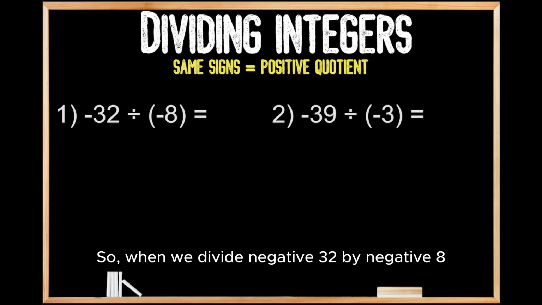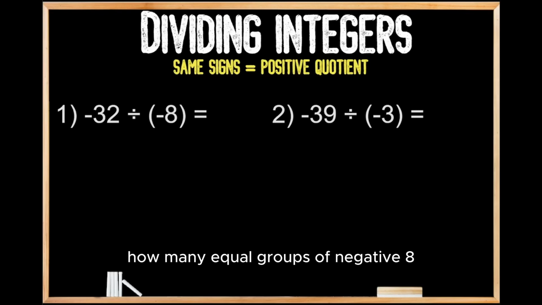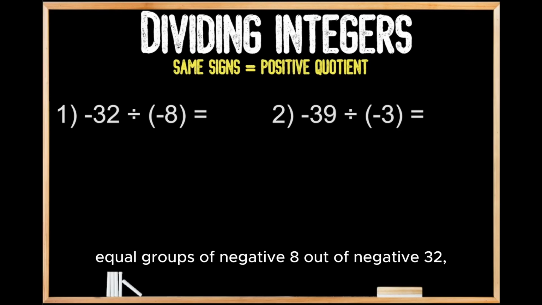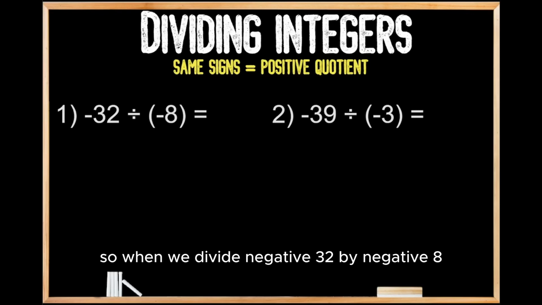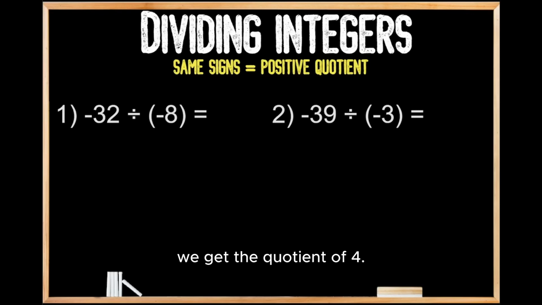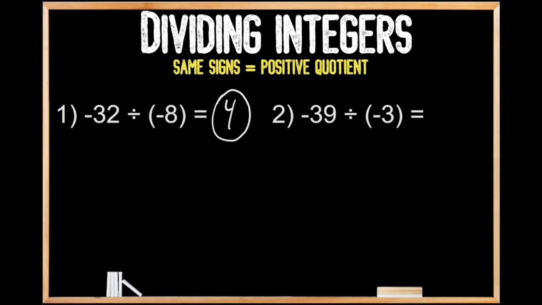So when we divide negative 32 by negative 8, we can think of this as how many equal groups of negative 8 can we make out of negative 32? Well, we know that we can make 4 equal groups of negative 8 out of negative 32. So when we divide negative 32 by negative 8, we get the quotient of 4.